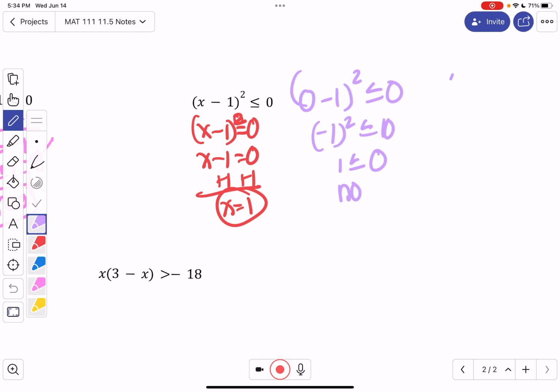Let's try a number bigger. Well, 2 minus 1 is 1. 1 squared is 1. 1 is also not less than 0. So in this case, that is the only solution that works instead of an entire interval.